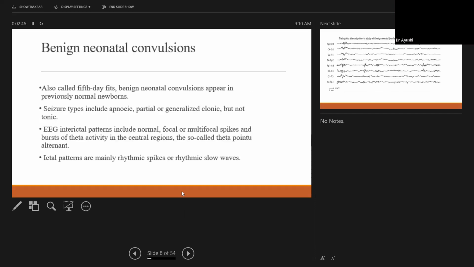Next is benign neonatal convulsions. It's also called fifth day fits, and they will appear in previously normal newborns. The seizure types will include apneic, partial or generalized clonic, but not tonic seizures. EEG interictal patterns include normal, focal or multifocal spikes and bursts of theta activity in the central regions, the so-called theta pointu alternant. Ictal patterns are mainly rhythmic spikes or rhythmic slow waves.